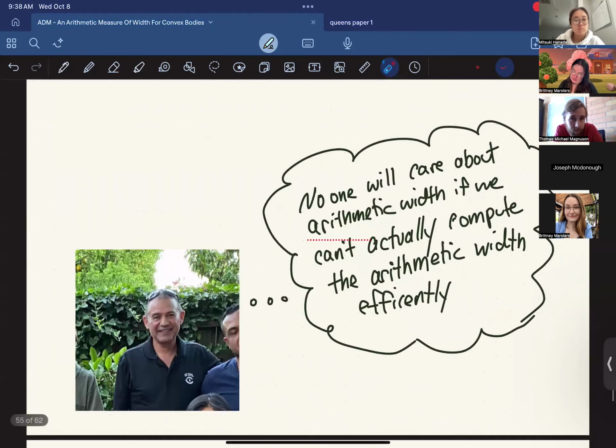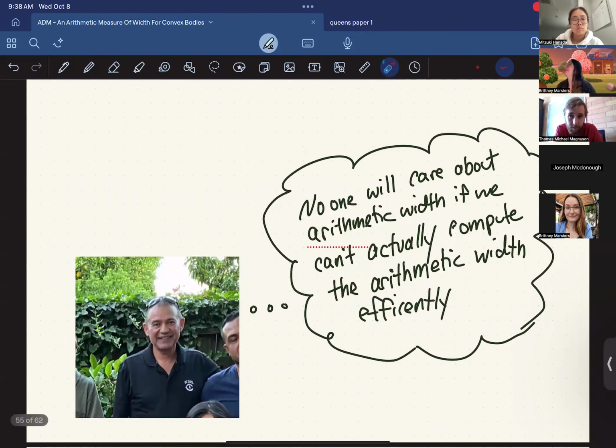And now for our last main result. My advisor has very specific perspectives, and what he basically said was, okay, well, no one's going to care about this if you can't compute it efficiently, right? No one's going to care about the arithmetic width. We might have just traded one problem for another. And there's some hope there, right? There are polynomial time algorithms to compute the lattice width, but not so much here. And so that's what we're going to talk about today.